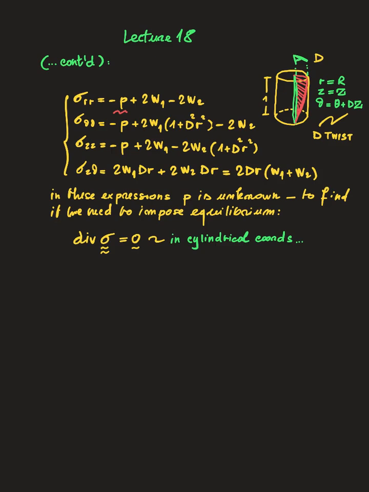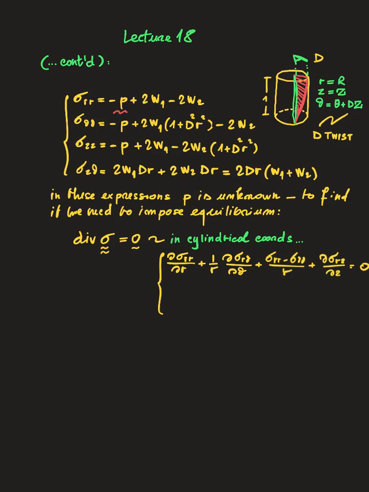So, of course, it boils down to three equations. Let me write down these equations. The first is that the derivative of sigma r with respect to r, plus 1 over r the derivative of sigma r theta relative to theta, plus sigma r minus sigma theta divided by r, plus the derivative of sigma r z relative to z, equal to 0. So this is the first equation.